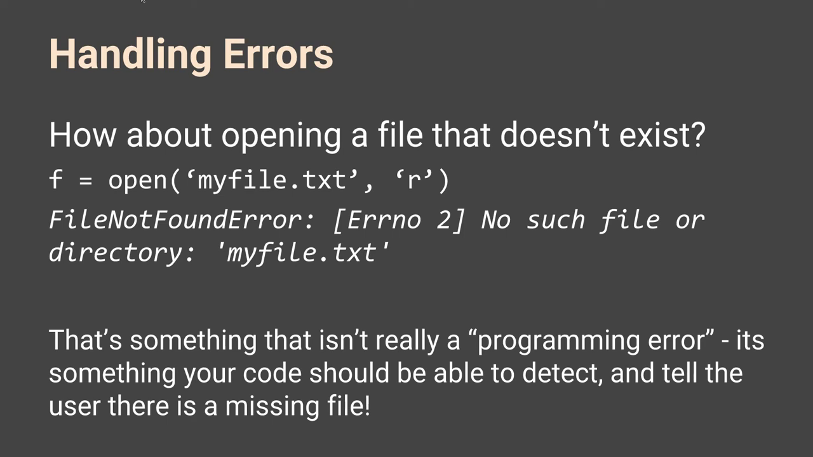If that file does not exist, you're going to get a file not found error. And when you get that error, your program will crash immediately once you try to access the file F. Now, this really isn't a programming error. It's something your code should be able to detect and maybe tell the user that the file is missing, maybe even ask them for the location of the file, or a different file to read something from. You get a lot of different options as to what to do.